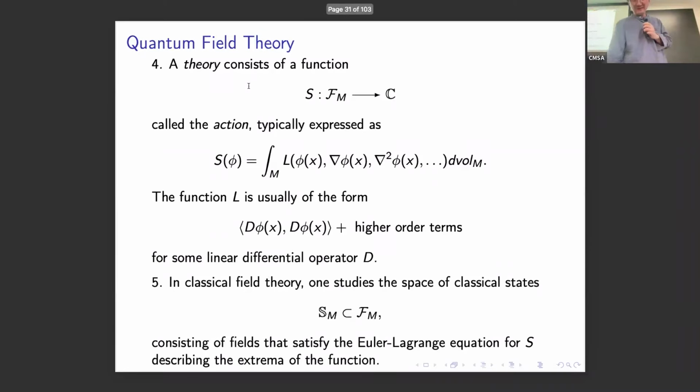And then in classical field theory, you look at the extrema of that function, defined by the Euler-Lagrange equations for that action. And how does this behave? What's the structure of this? It is supposed to tell us how the fields evolve in time and things like that.